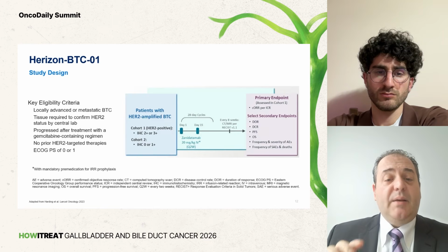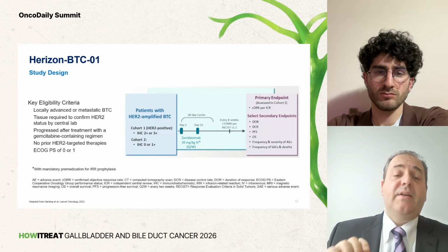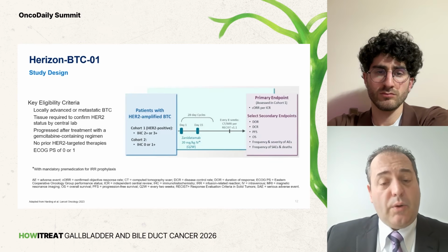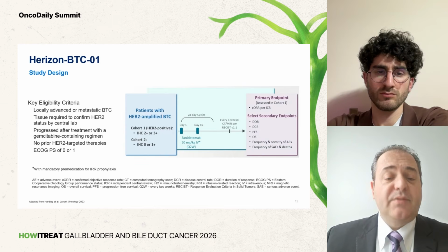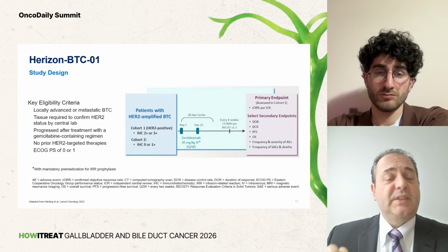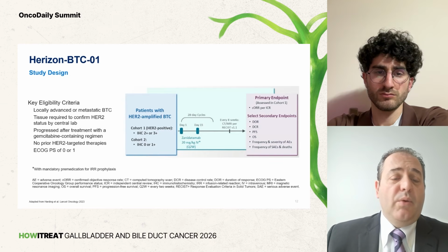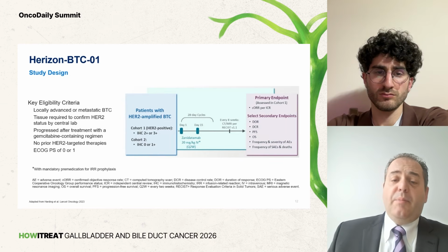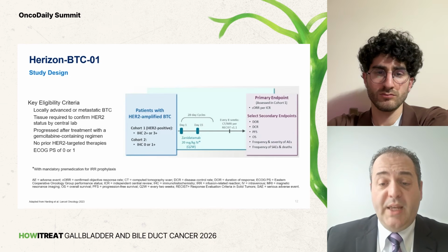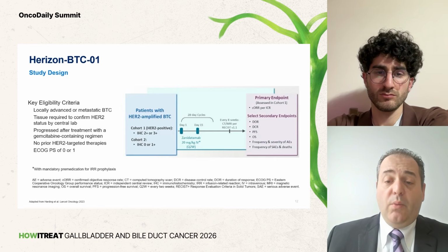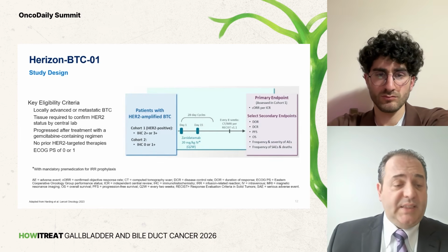The study was set up such that there were two cohorts. Patients were confirmed amplified centrally and were placed in cohort 1 if they were IHC 2 or 3 plus, that was considered HER2 positive, and a cohort 2 which was IHC 0 or 1 plus, traditionally would be considered HER2 negative. Patients then received zanidatamab at 20 mg per kilogram IV every 2 weeks. This was done on day 1 and 15 of a 28-day cycle. Secondary endpoints can be seen.